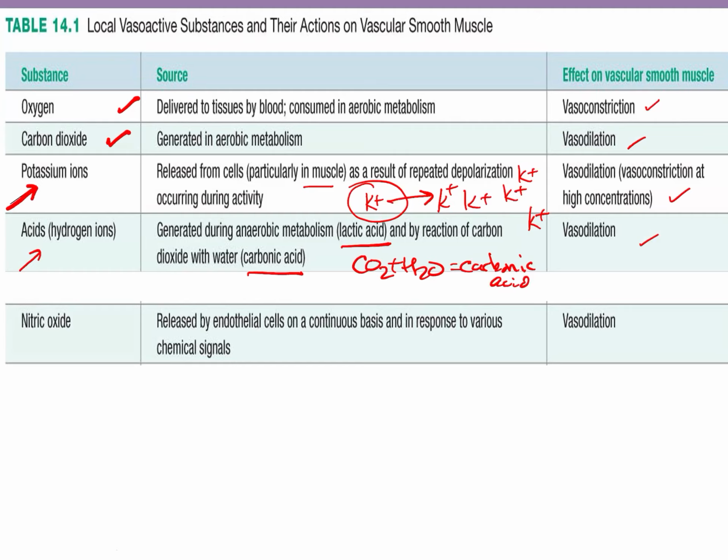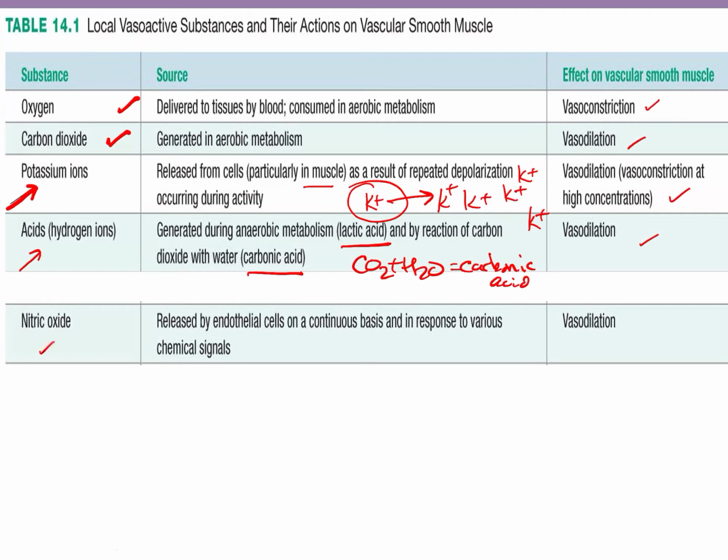Okay, so a sign that cells have been working hard is this buildup of acid, either by CO2 or by lactic acid. And so that means that the blood vessels should dilate because it should deliver more oxygen to those cells because they're working hard. And they should also take away the waste products.